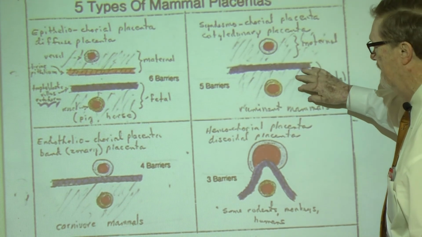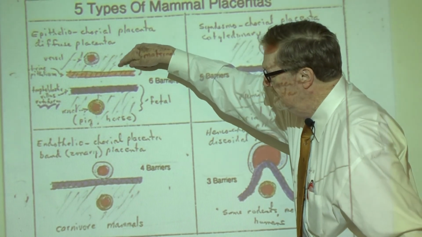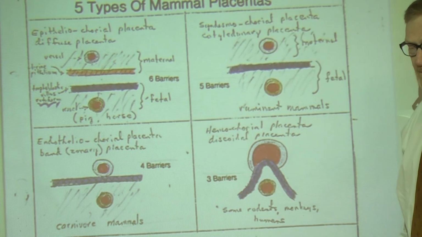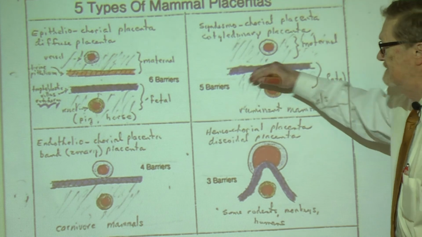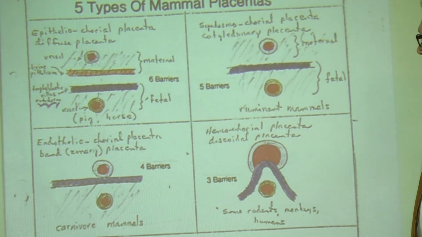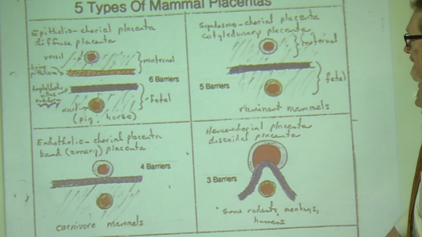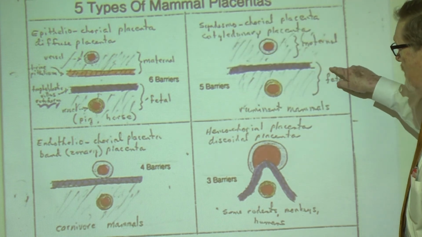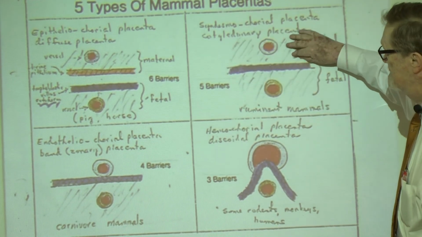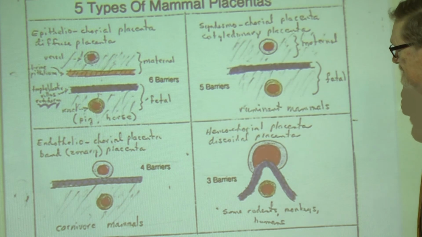Here's the second type with 5 barriers. There are only 2 barriers of maternal origin: the endometrium tissue, and the wall of the maternal blood vessel. Those are the only barriers of maternal origin. But the villus still has all three of its barriers. So 2 and 3 is 5 barriers here. And these are found in ruminants, sheep and cows. And this is called the syndesmo-chorial. Chorial because the chorional ectoderm is the outermost fetal layer. And syndesmo means this connective tissue material up in here is the outermost maternal tissue, syndesmo-chorial.